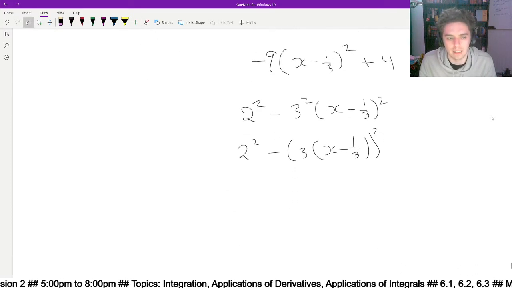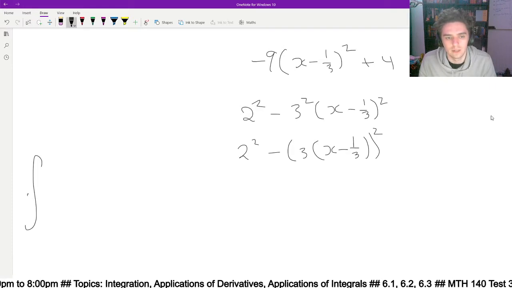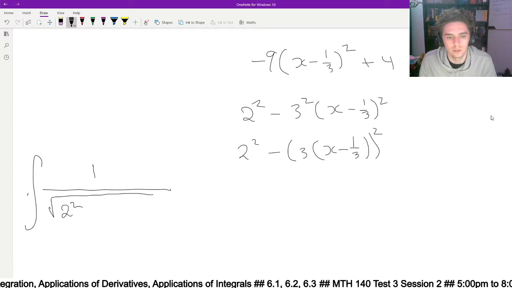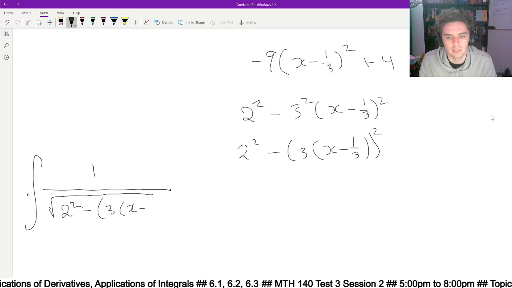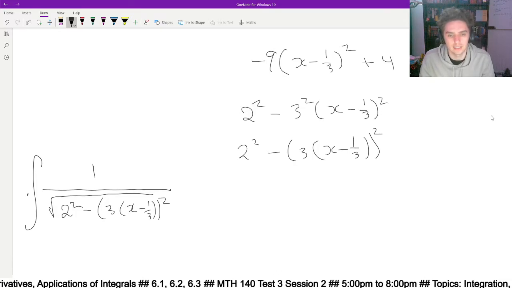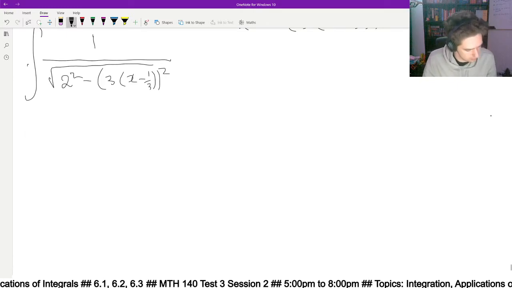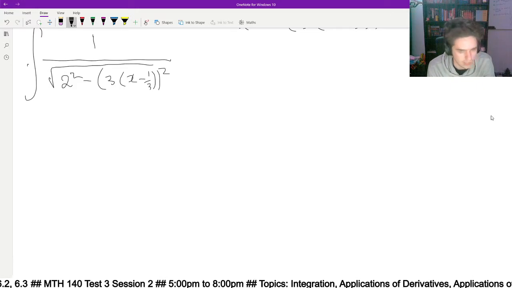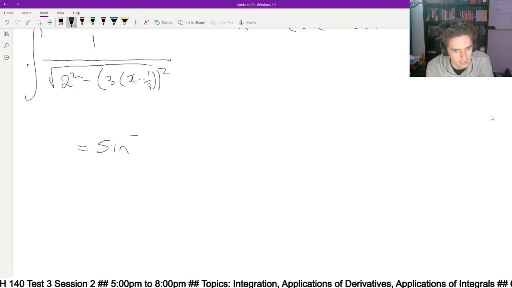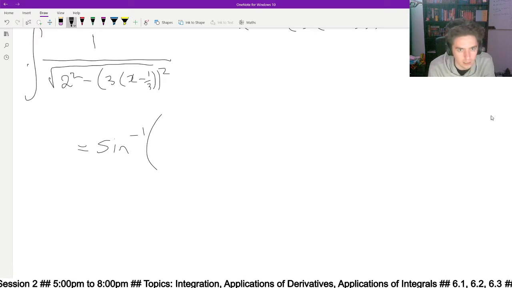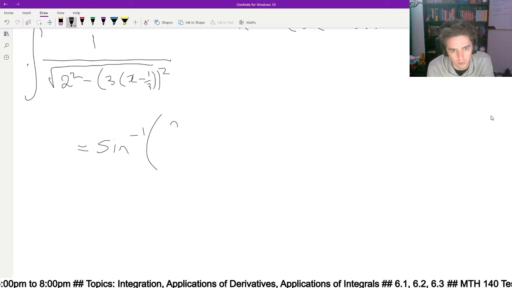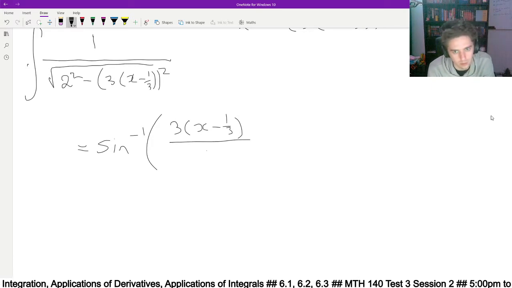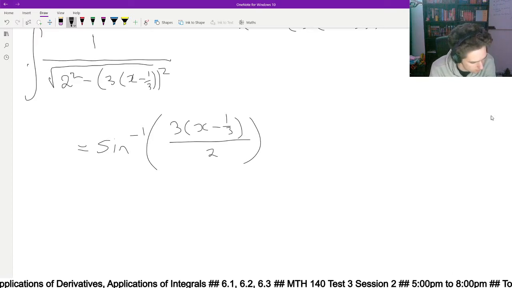And if I put that back into my integral, 1 over the square root of 2 squared minus 3x minus a third squared. There's a specific formula for this integral right here, and it's equal to sine inverse of 3x minus a third over 2, plus c.